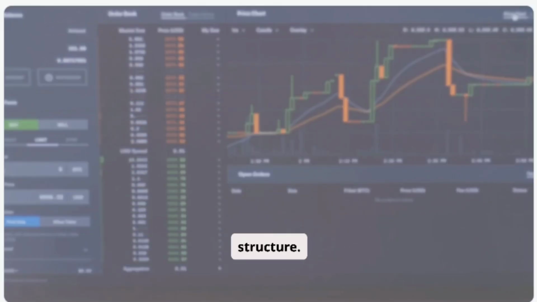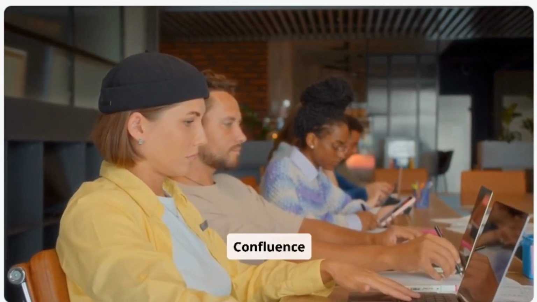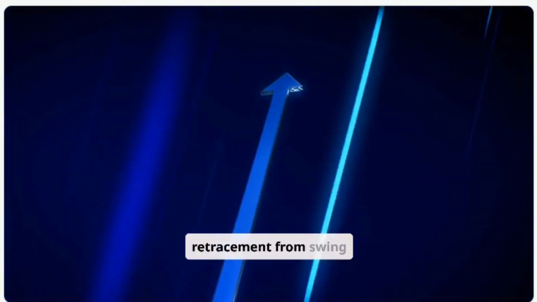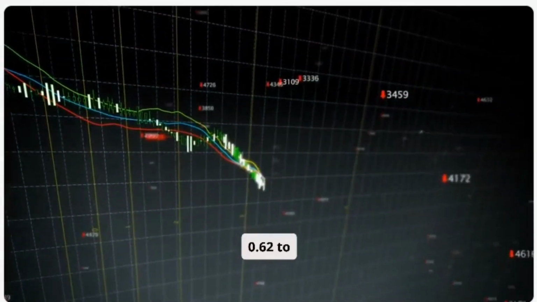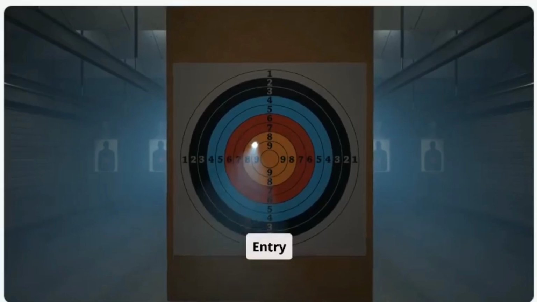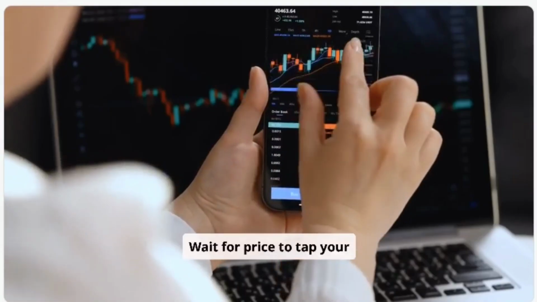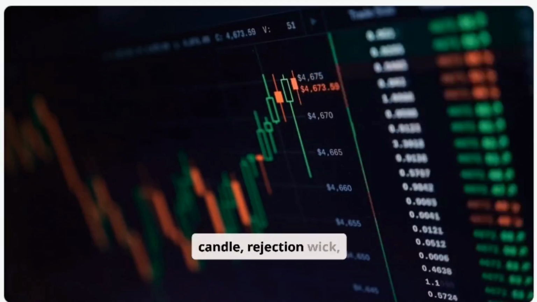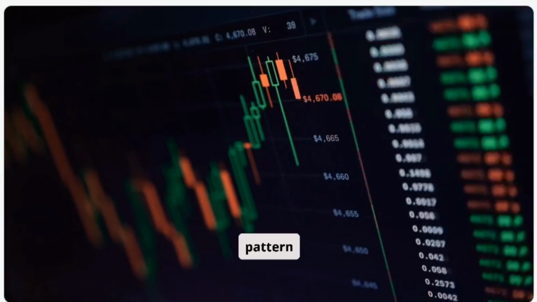5. Entry with confluence. Use Fibonacci retracement from swing low to swing high. Entry zone between 0.62 to 0.786 retracement, aligning with your OB or FVG. 6. Entry trigger. Wait for price to tap your zone and show confirmation: engulfing candle, rejection wick, or bullish-bearish pattern.